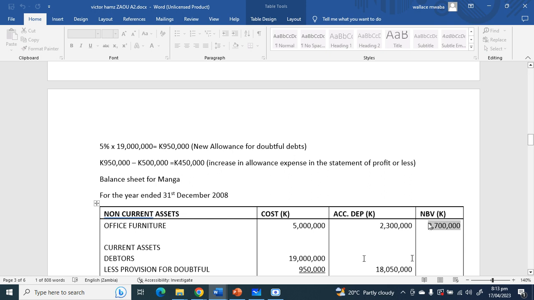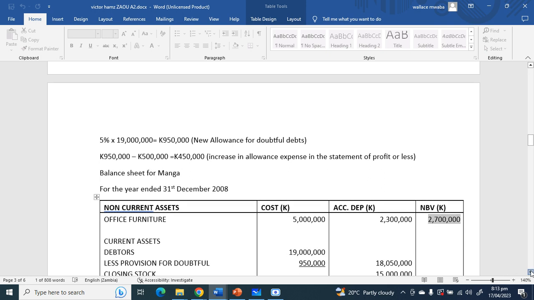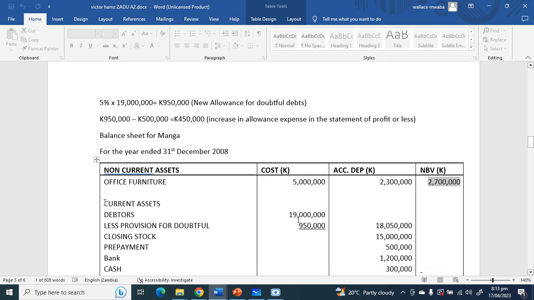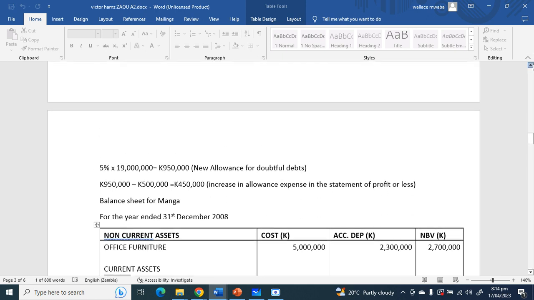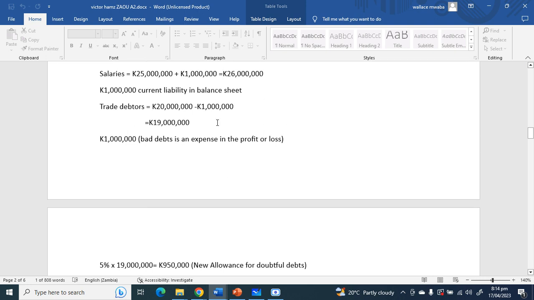Okay. The next item on our list is our current assets. These are the assets you can own for less than a year. In our current assets, we've got our debtors. These are the people who owe us money. I believe we removed the 1 million earlier on, if I'm not mistaken. So our balance for our debtors became 19 million.